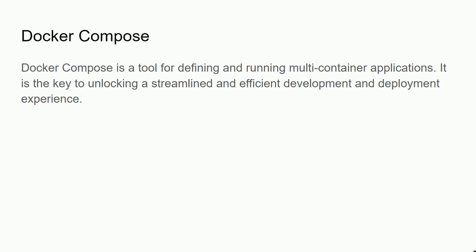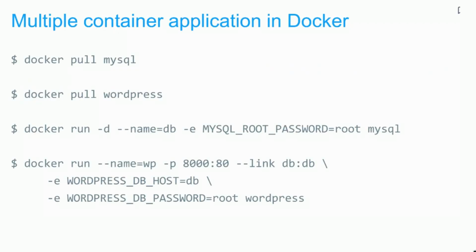Docker Compose. Docker Compose is a tool used to define and run multi-container applications, and it is key to unlocking a streamlined and efficient development and deployment experience. How? Let's take an example. If we have a multi-container application, in this example I have used WordPress. First I need to pull MySQL for the database, and then I need to pull WordPress. Then I need to run both the images one by one.